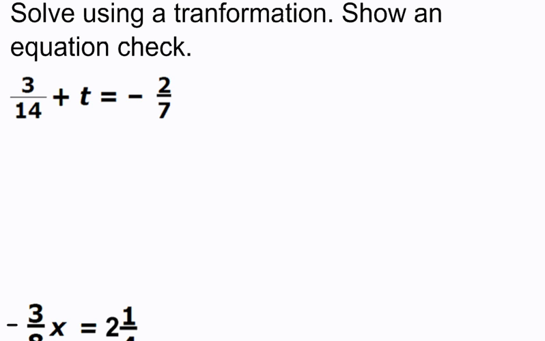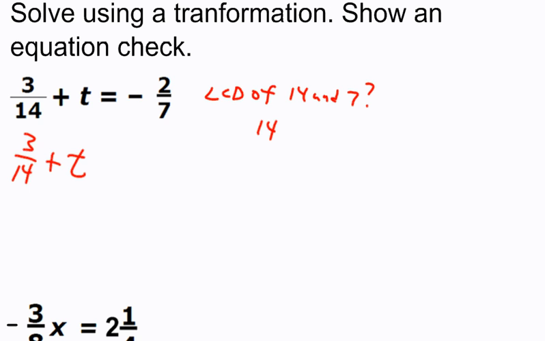What's my least common denominator this time? 14. Good. 14 times 2 is 4 over 14 for the 2/7, right? So I leave this alone, right? And then plus t equals, and what am I going to make this? Negative 4/14. Now I have to subtract what from both sides? 3/14. Subtract 3/14 from both sides.